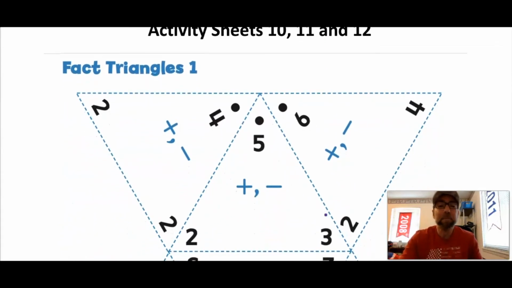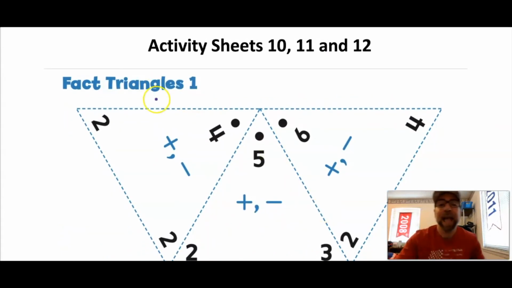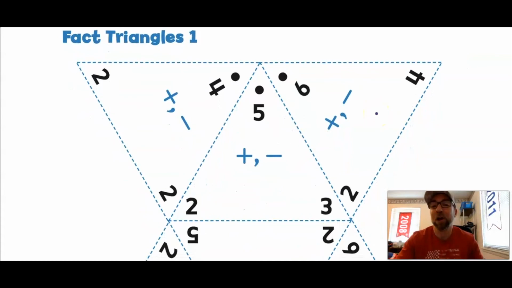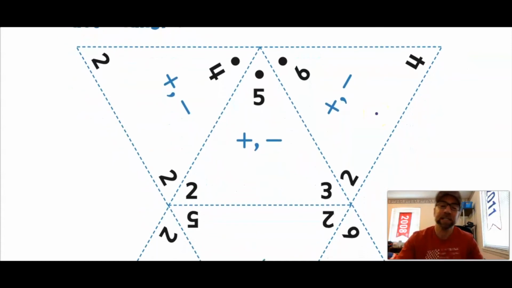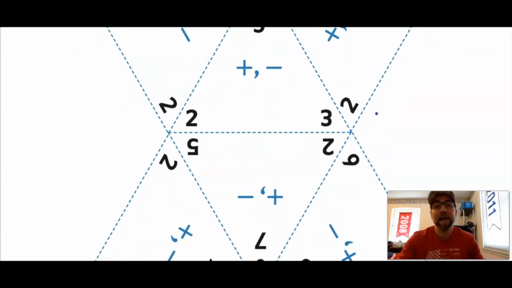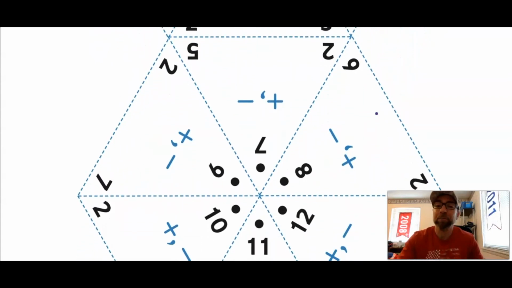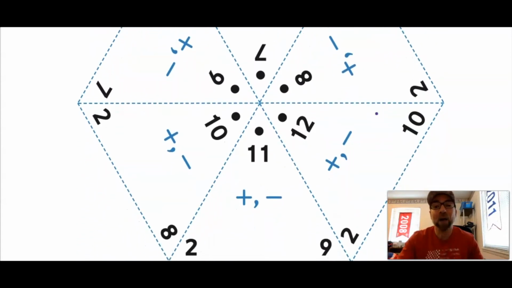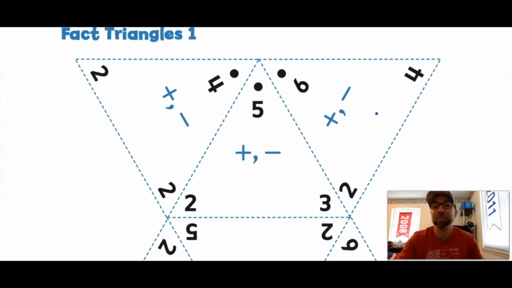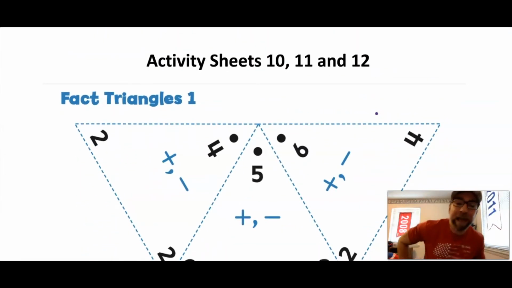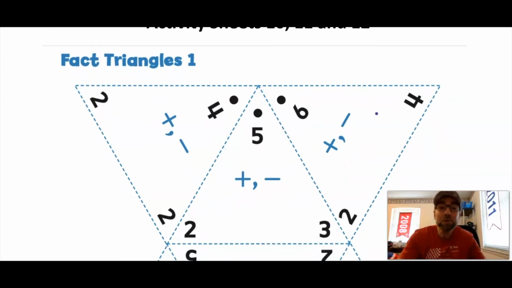I want to show you something special that you have in your math journal. In the very back of your math journal, activity sheets 10, 11, and 12, you have a whole bunch of fact triangles. You're going to notice that all of these fact triangles have dotted lines around them. You can cut out all of these fact triangles. And when you cut out the fact triangles, you can use them to practice your math facts. What a neat way. Let me show you.